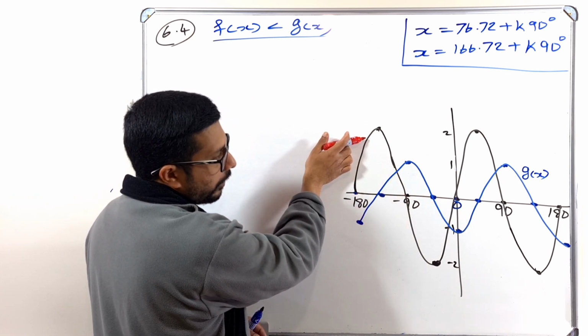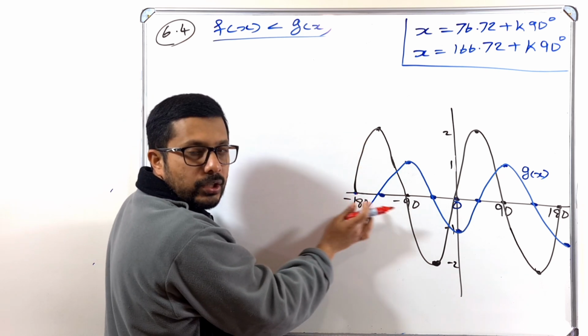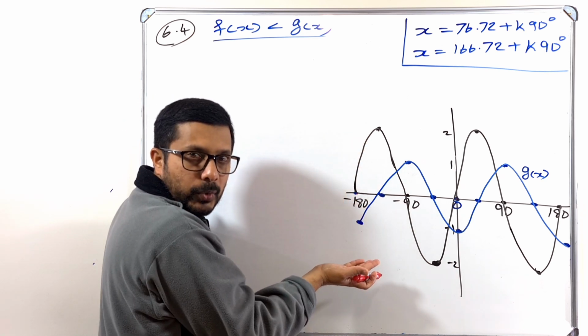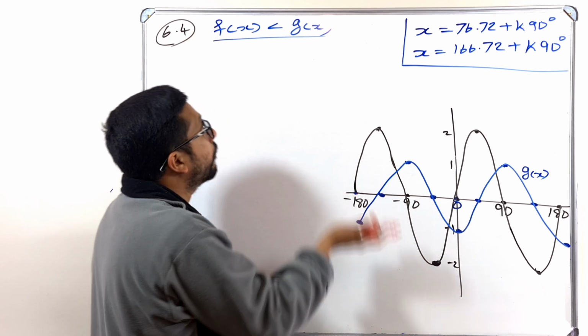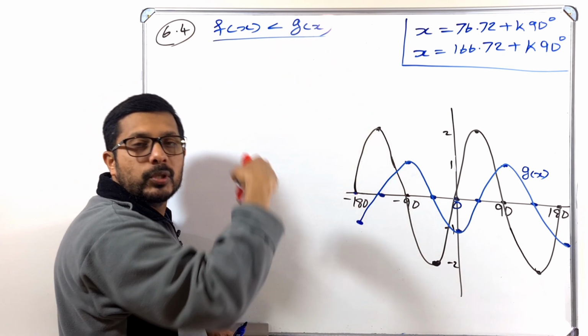Here this one is f of x and this one is g of x. The g of x graph is on the bottom. Am I right? But what we want is for g of x to be on top.